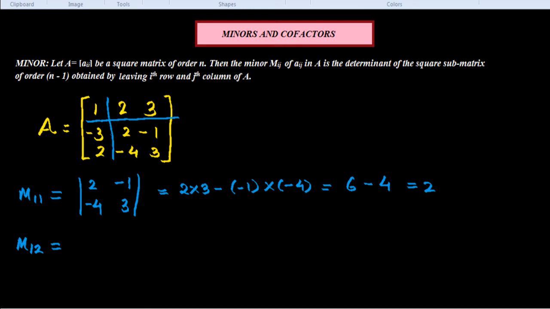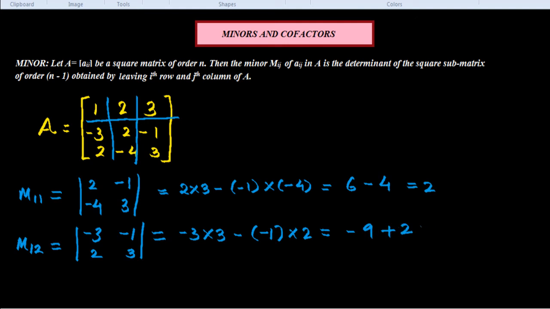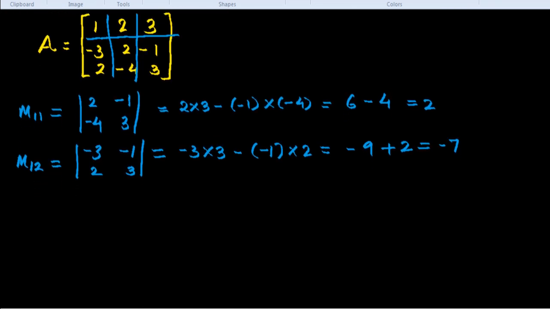M12 is first row, second column. It is the element a12. We leave this column and this row, and the remaining elements we put: minus 3 minus 1, 2 3. So we get minus 3 into 3 minus 1 into 2. We get minus 9 plus 2, which adds to minus 7. So this is the value of M12. Now we find M13.